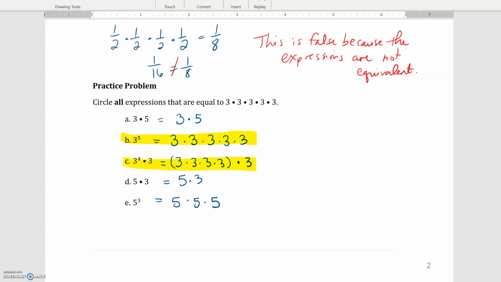B and C are the only ones that are equivalent. A and D are way too small, being only 3 times 5. And then E, 5 multiplied by itself 3 times, would not be the same as 5 3's being multiplied by themselves. So there's no equivalent value there.